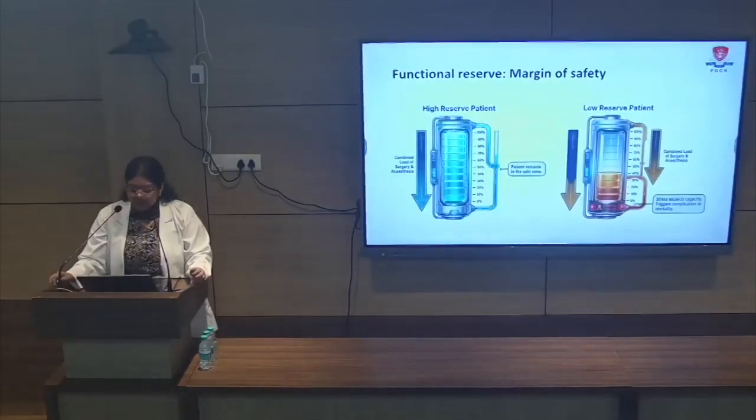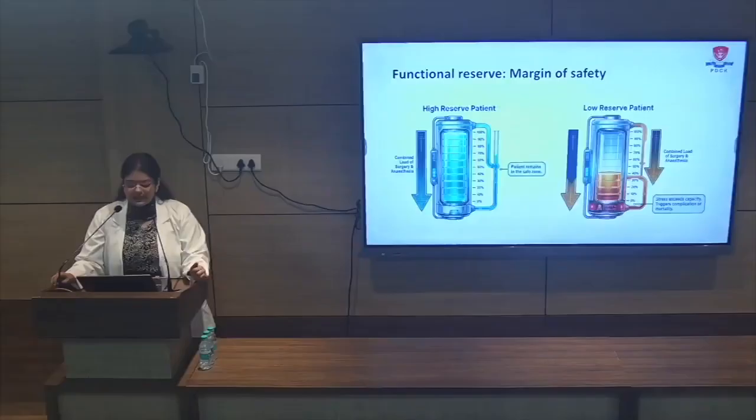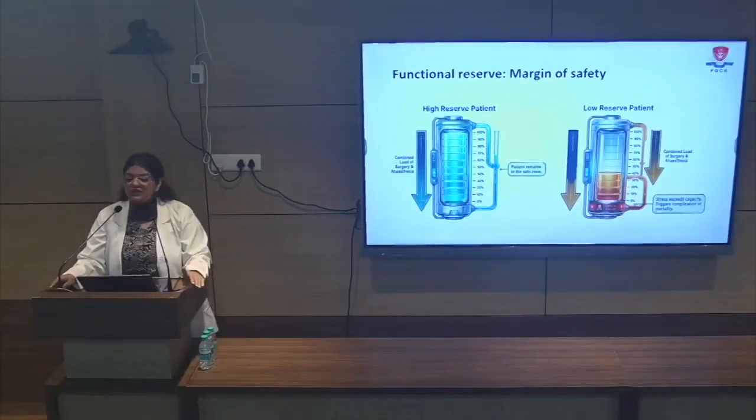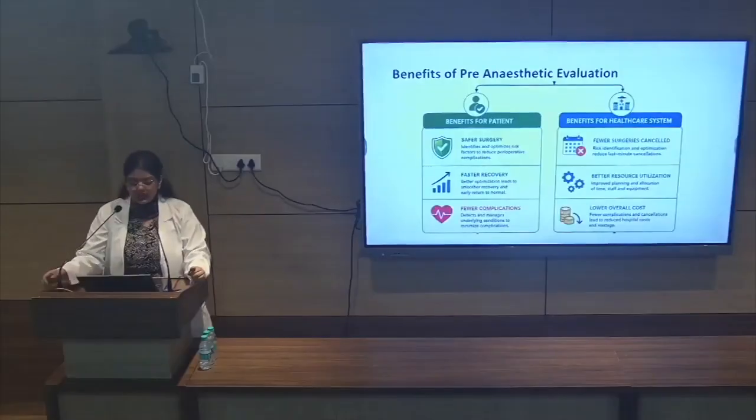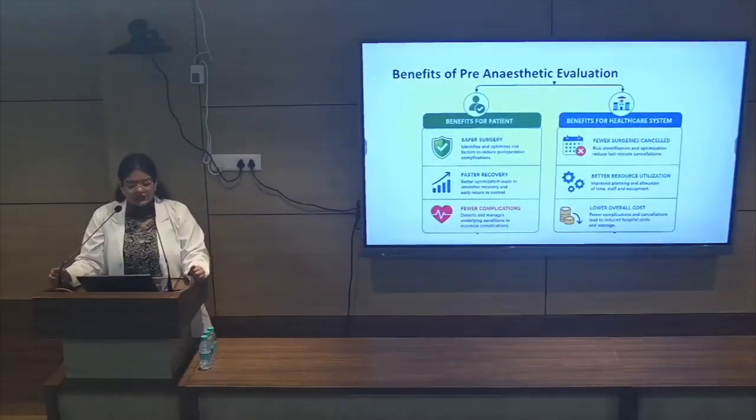The patient's ability to tolerate these physiological insults depends largely on their functional reserve, which varies considerably among individuals, and the pre-anesthetic evaluation helps us determine it. The benefits to the patient involve a safer surgery, faster recovery, and fewer complications, and to the healthcare system, fewer cancellations of surgeries, better resource utilization, and lower overall costs.